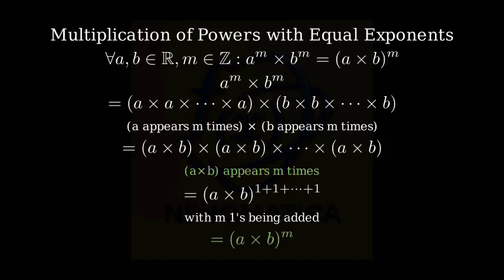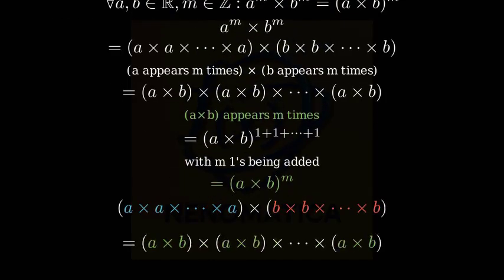Let's understand this proof with some color coding. The blue terms show a repeated m times, the red terms show b repeated m times, and the green terms show the product a times b repeated m times.